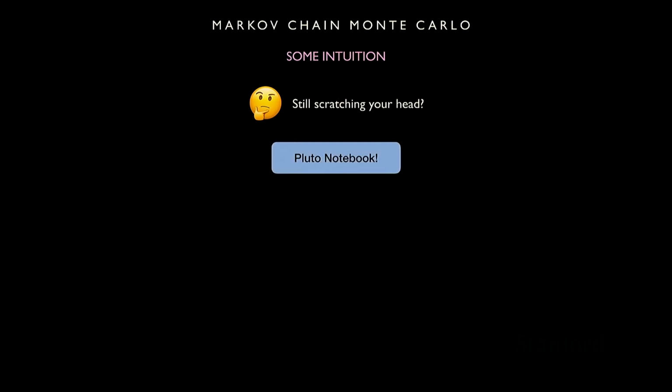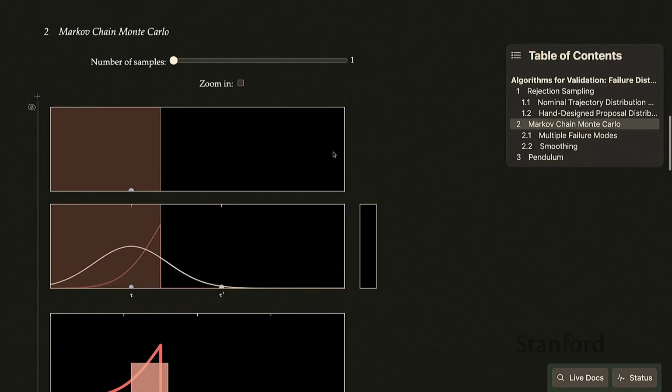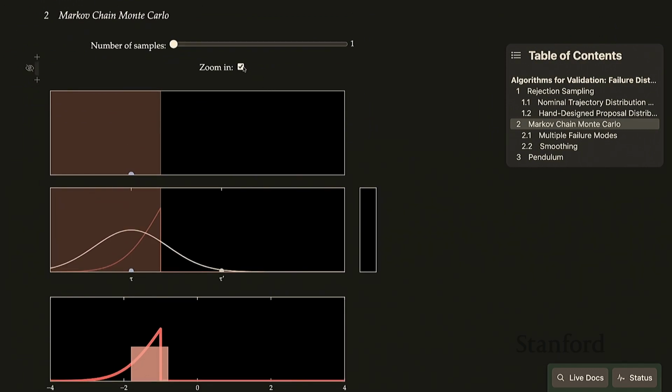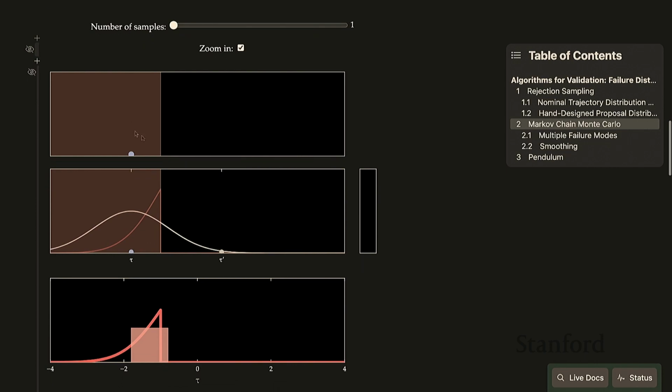Okay, so maybe some of you are still scratching your head, so let's see what this looks like in a Pluto notebook. Let me explain these plots here. This first plot, we just have one sample in our chain right now, the initial sample that we decided to start with. This plot is going to show the chain over time the same way we were building up before. And this is showing also our failure region, so we're trying to sample from this region here.